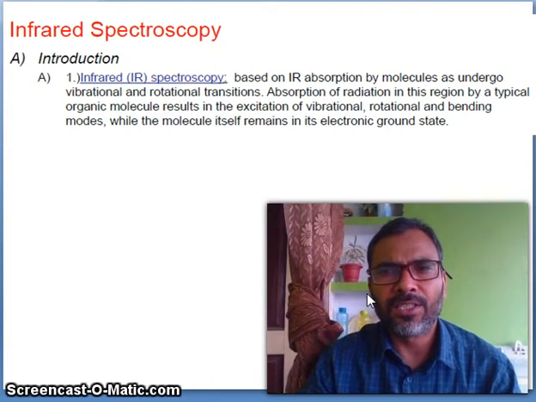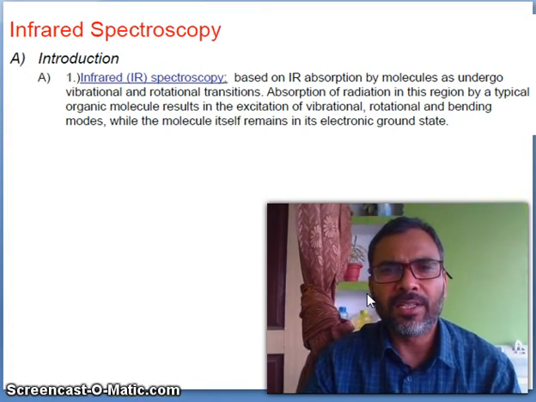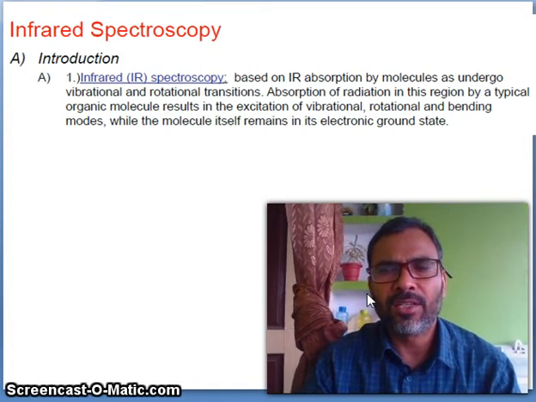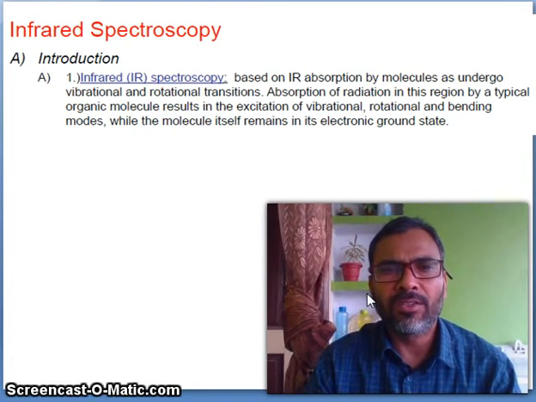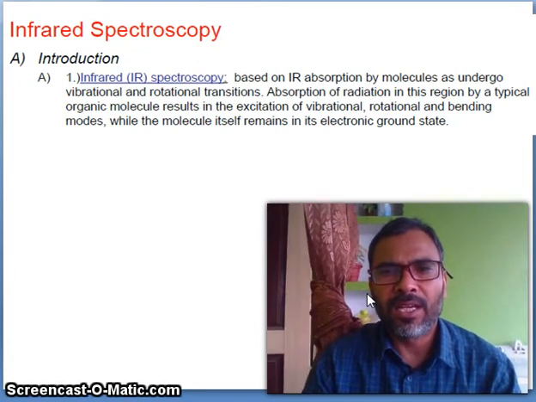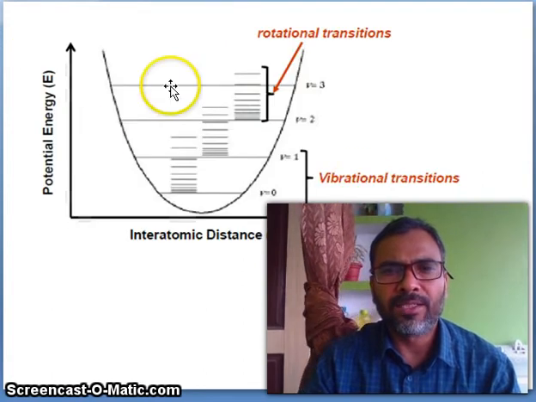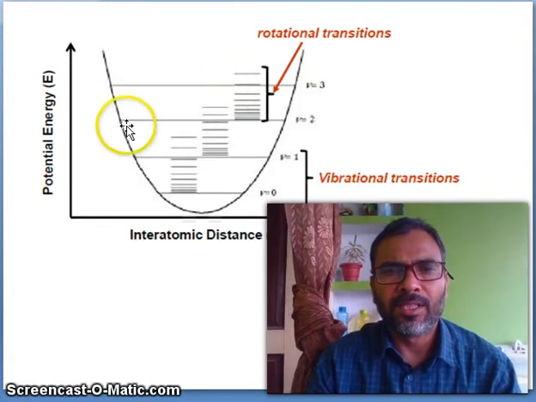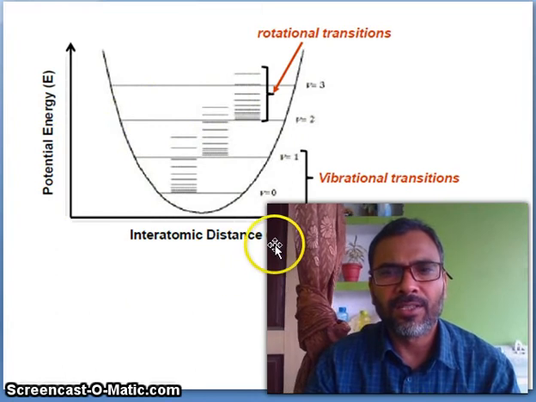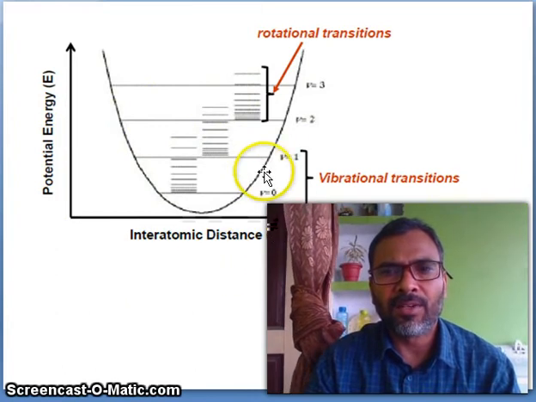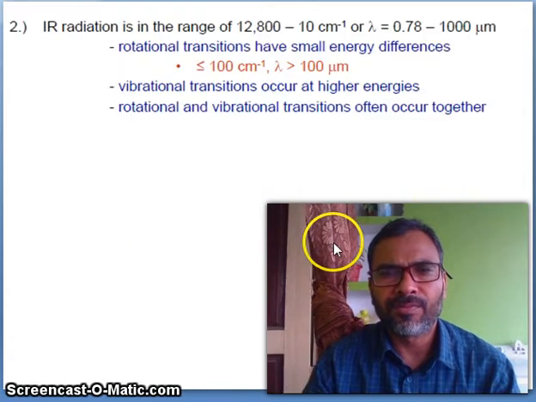Absorption of radiation in this region by a typical organic molecule results in the excitation of vibrational, rotational and bending modes, while the molecule itself remains in its electronic ground state. Look at this picture. This is the potential energy and this is the interatomic distance r, and this level is vibrational and this level is rotational transitions.